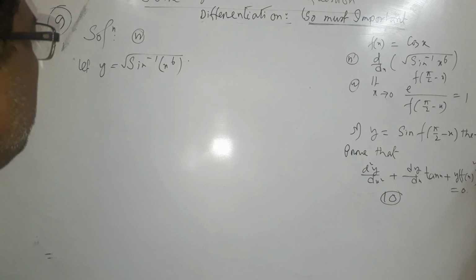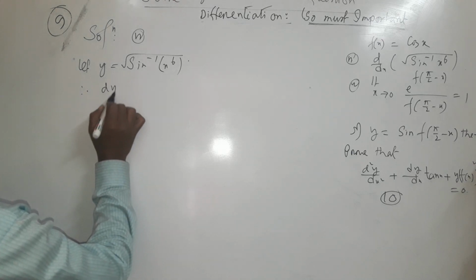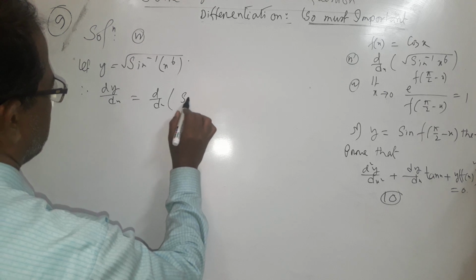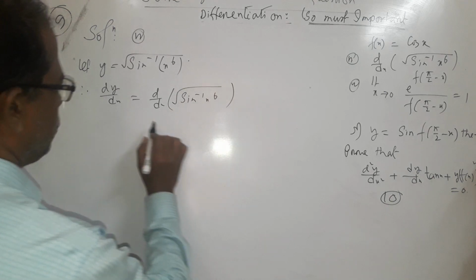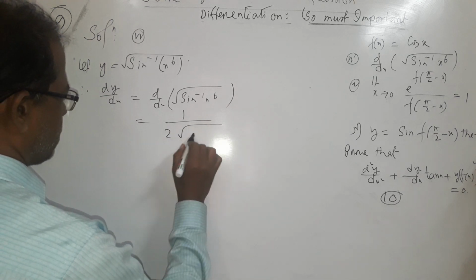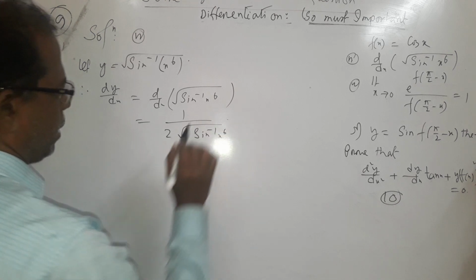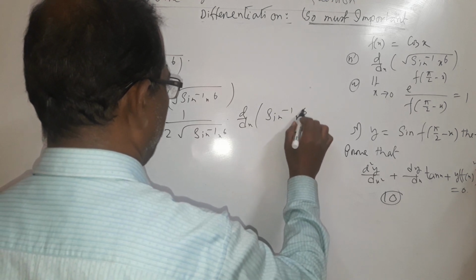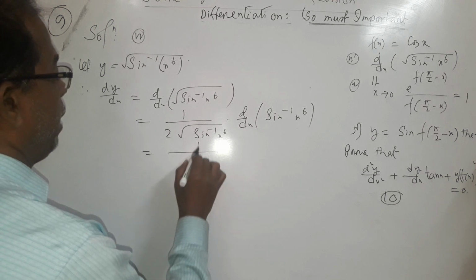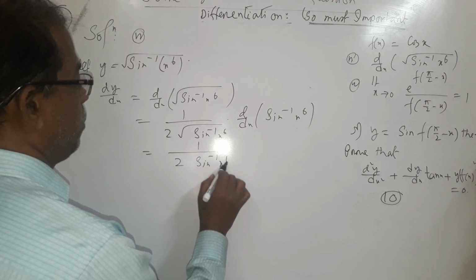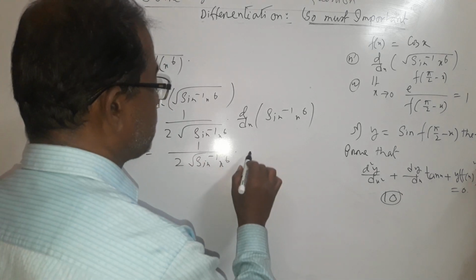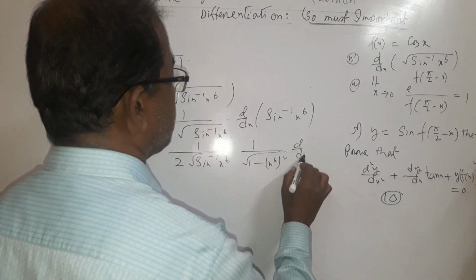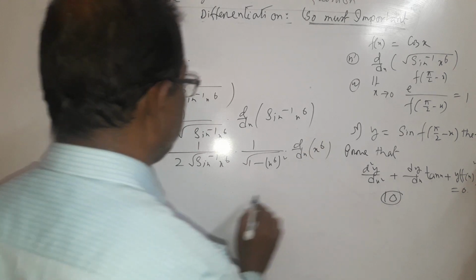Three methods are taught here. So firstly, I will solve this question easily. d/dx of root x means d/dx of the root of sin inverse x to the power 6. So 1 by 2 root x, into d/dx of sin inverse x to the power 6, and 1 by 2, sin inverse x to the power 6. The derivative of sin inverse x means 1 by square root of 1 minus x squared, and d/dx of x to the power 6.